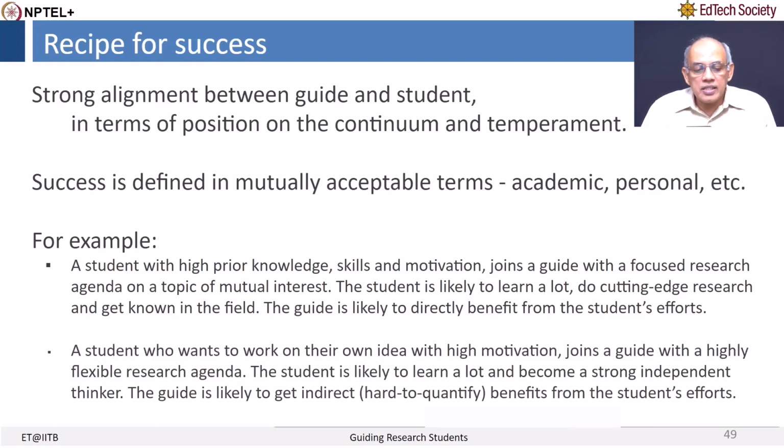Another example is a student who wants to work on their own idea with high motivation, joins a guide with a highly flexible research agenda. This student is likely to learn a lot and become a strong independent thinker. Now here again, the guide is likely to get benefits from the student's effort, but these may be a little harder to quantify in the sense that it may be in terms of satisfaction and seeing the student's growth and so on. But as long as this success criteria is acceptable to both the guide and the student, I think the strong alignment between them in terms of the position on the continuum is a recipe for success.